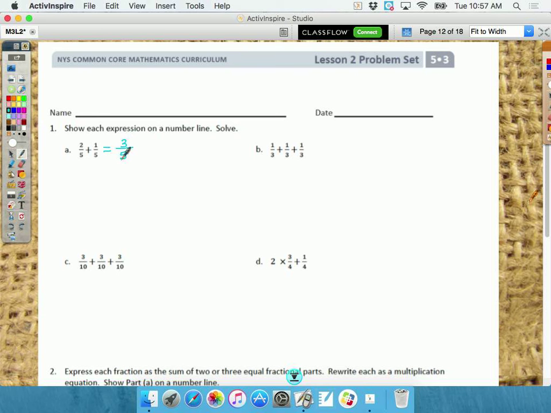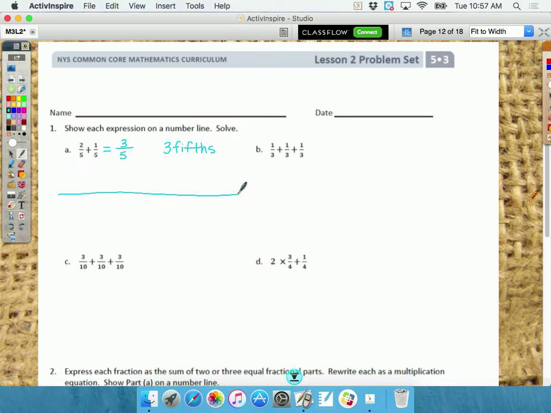And does my denominator change when I'm adding? No. Because if I say 2/5 plus 1/5, if I write that in unit form, it would be 3/5. So the denominator does not change when you're adding and subtracting, unless they don't start out the same number. And I'm going to show you how to do that starting tomorrow.